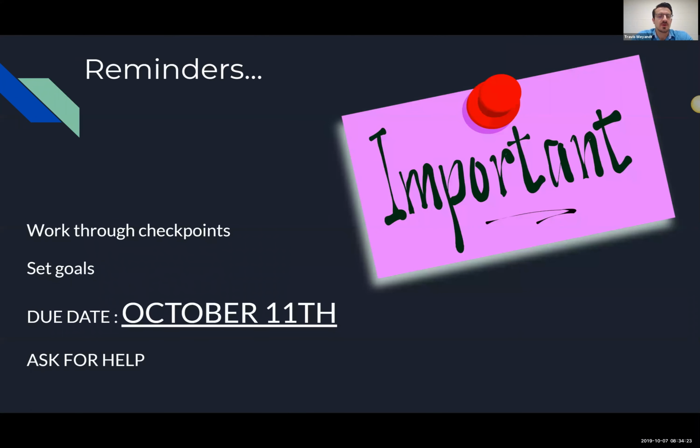And then to finish up, reminders, important stuff, guys, coming up. Work through the checkpoints. You should be halfway, if not to the bottom of these checkpoints by now, and continuing getting feedback from me. And then setting those goals as well. When you get on your week page, you can see what's next. What do I need to work on? So you're not sitting there saying, I don't know what to do. All right. Kind of give yourself some guidance throughout the week.